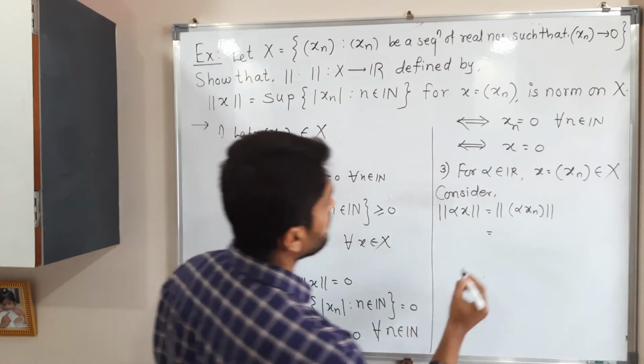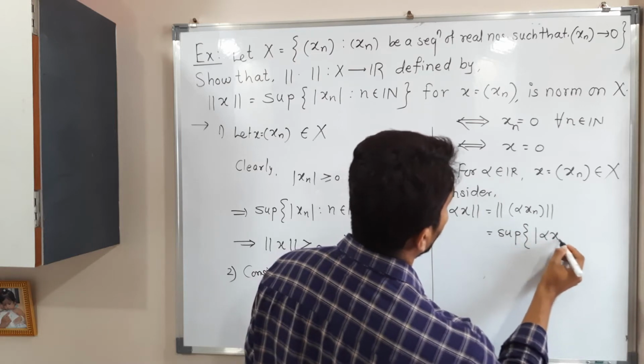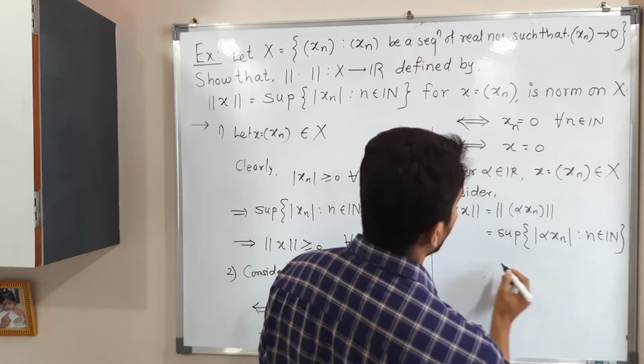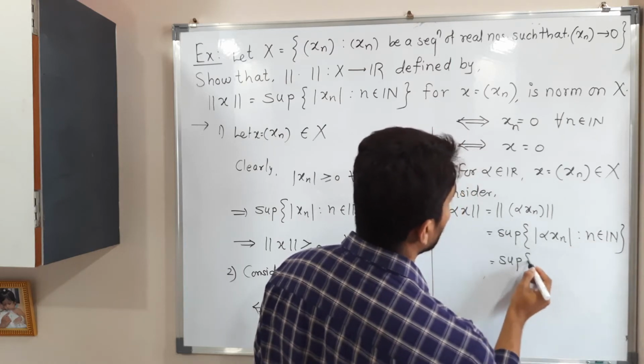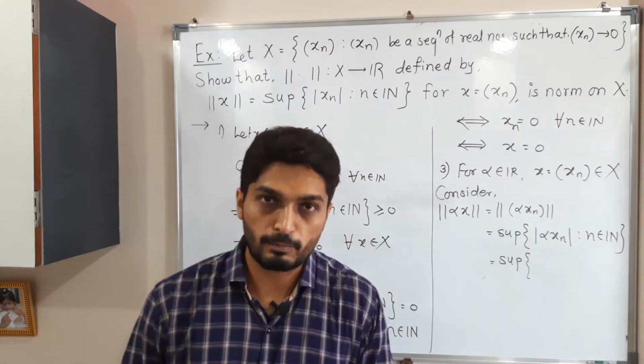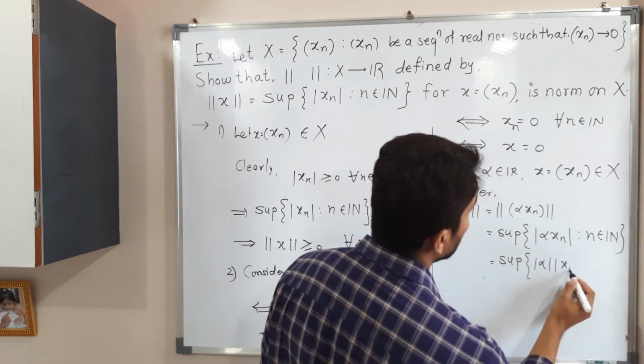So if you apply the definition, it is supremum of mod alpha xn, right? n belongs to set of natural numbers. But see, if there is multiplication, as you know, we can easily take separate mod. So therefore this is mod alpha and mod xn.